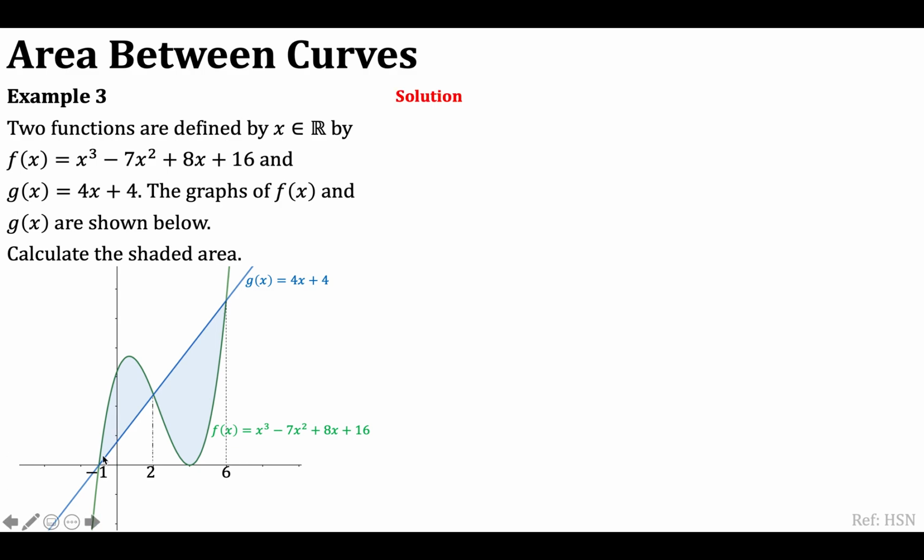So let's take the left-hand side first. We'll call that area 1, okay? And we're integrating between negative 1 and 2. And we can see that our upper curve at this point is the green one, that's the cubic. So that's f of x equals x cubed minus 7x squared plus 8x plus 16. And we are subtracting 4x plus 4, which is g of x. Okay. So you can see what's happened there. Hopefully we've got our upper minus our lower, for this first area.